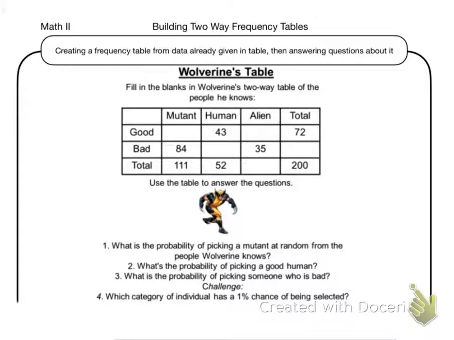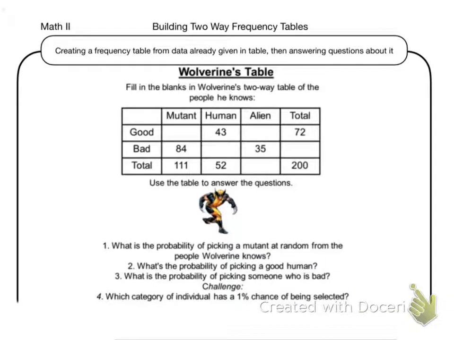Lesson 422, building two-way frequency tables. Here we want to create a frequency table from data already given, and then we're going to answer a couple questions about it. So here is Wolverine's table. This whole thing right here, Wolverine's table.